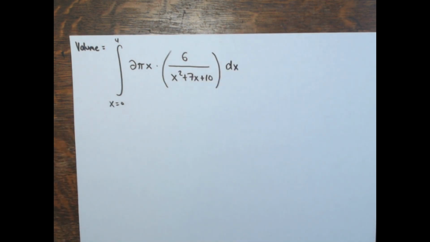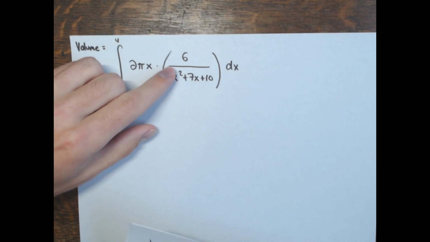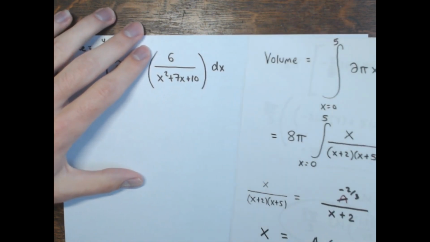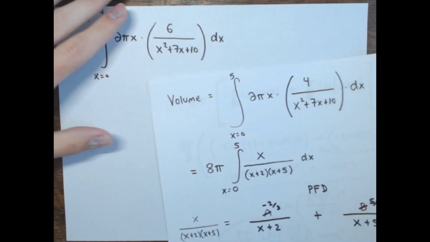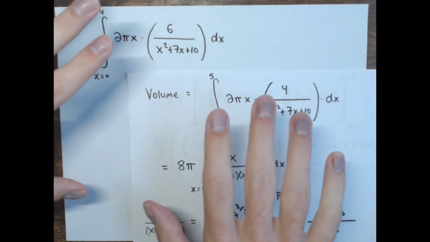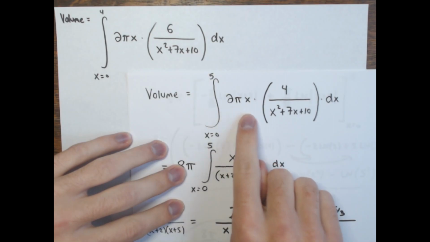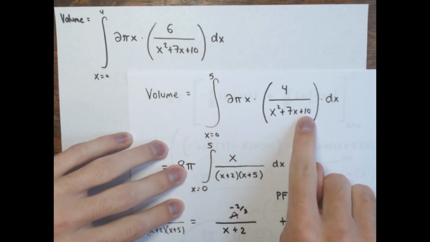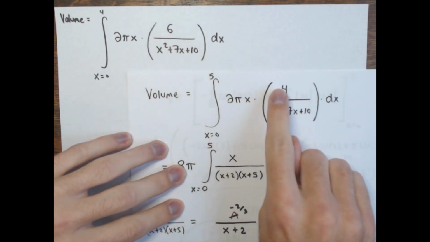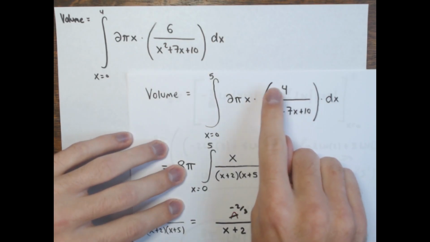I might have actually had that same function earlier, with just a 5 up here. I'm going to look back through my papers earlier in the video. Yes, I did have a problem earlier that was incredibly similar. It's not the same problem, but you've got 2 pi x, and the denominator x squared plus 7x plus 10. The only difference is there's a 6 here instead of a 4.